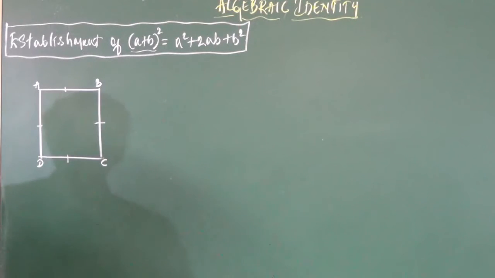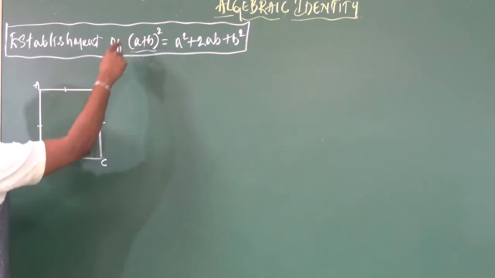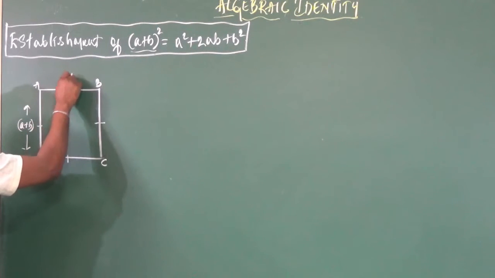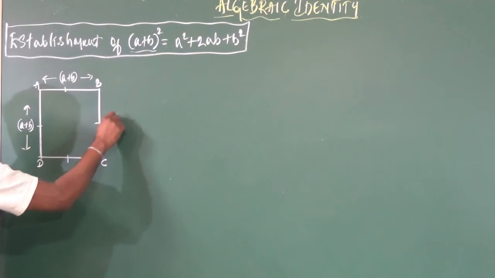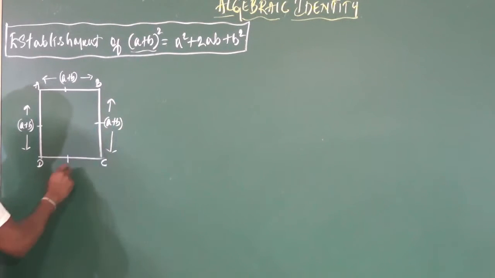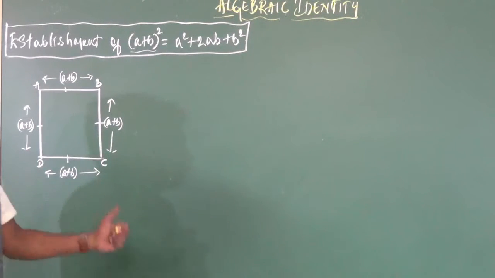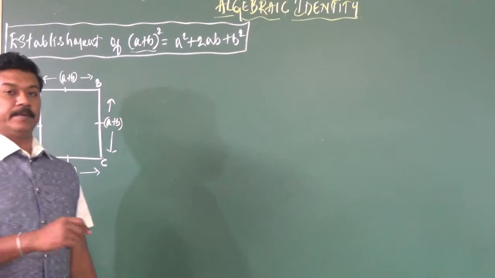Now let the sides of this square be, as given here, a plus b. So let this side be a plus b, let this side be a plus b, and let this side also be equal to a plus b. Why have I taken all four sides the same? Because I have taken a square here. Therefore every side of the square is equal to a plus b.